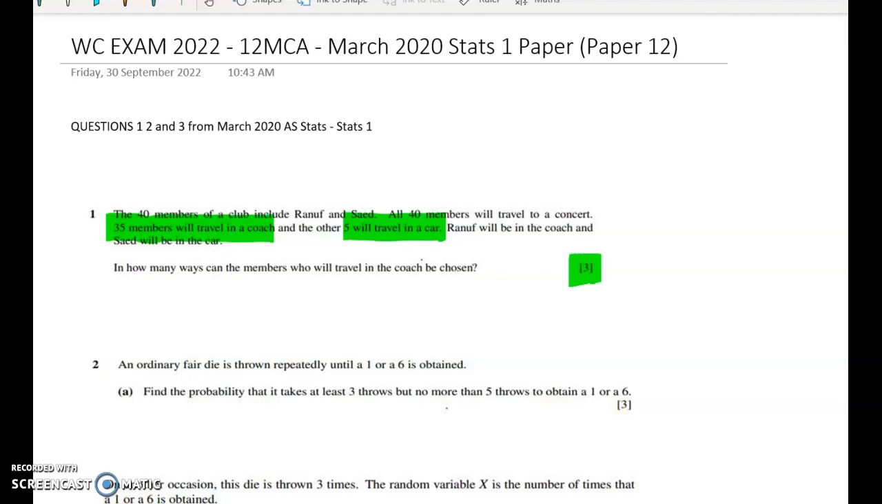So this is just a little perms and cons question that isn't too hard. It feels to me like a warm-up question for the rest of the paper. I like to do a little bit of writing about what I'm doing and why, and some wee diagrams. So there are going to be 35 members going in the coach, but we know that Ranouf will be in the coach, and we know that Syed will be in the car. So we're really only choosing out of 38 people.